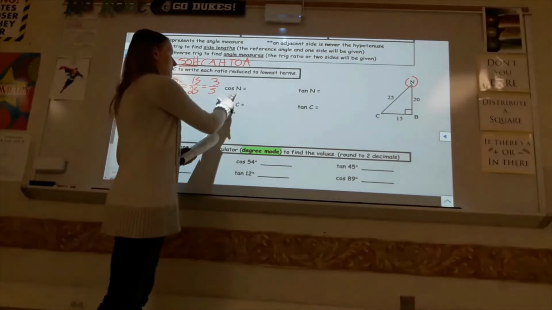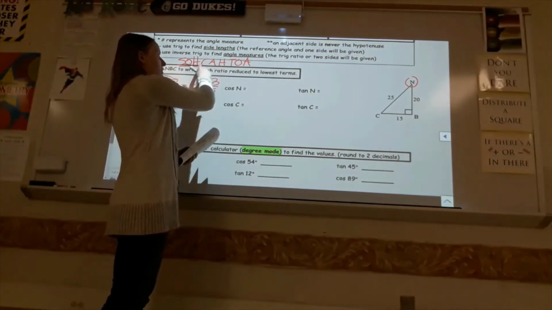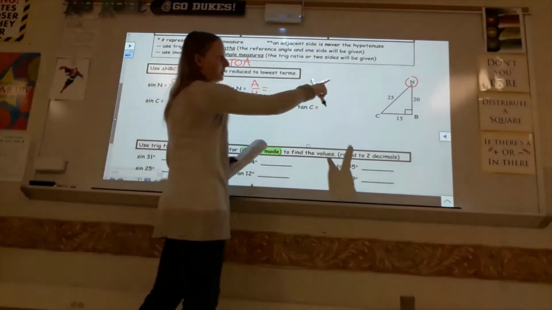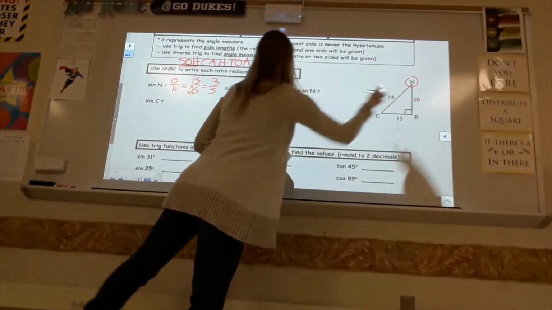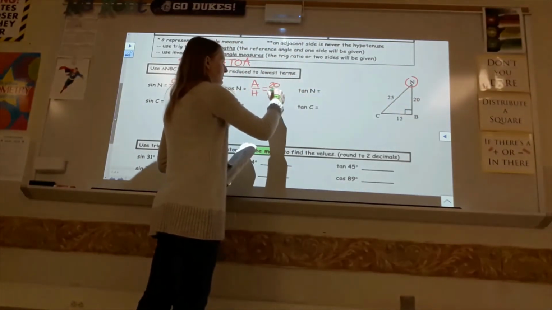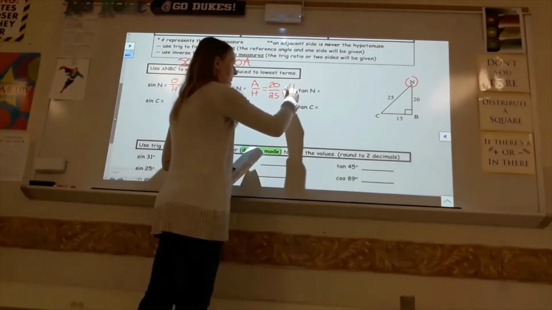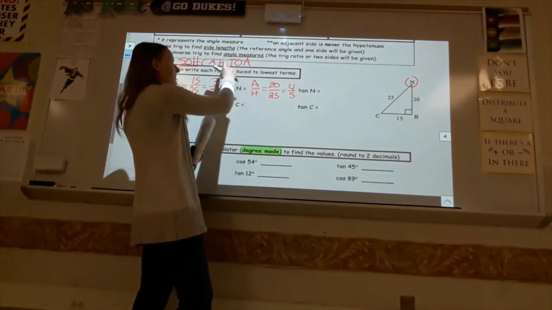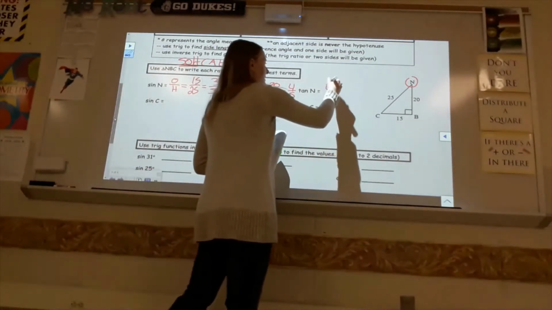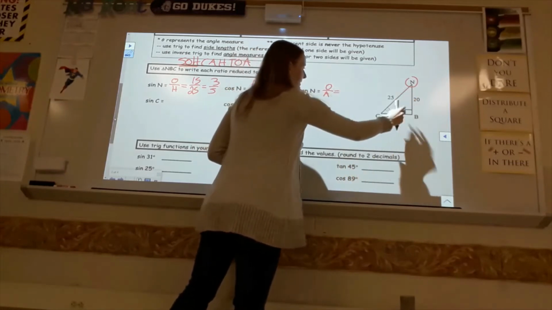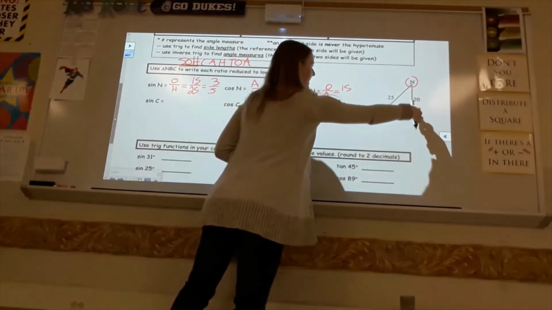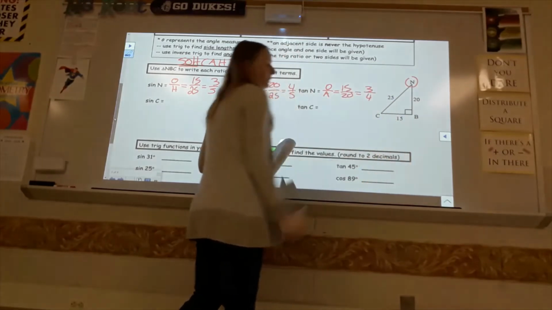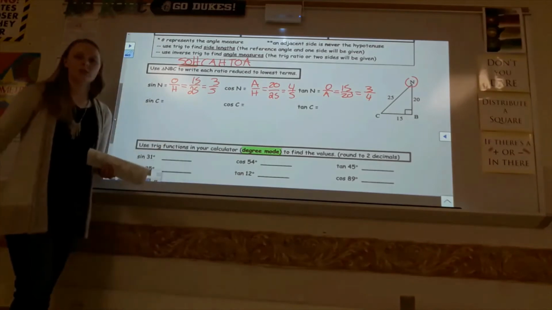Same thing for cosine. Cosine is the CAH, C-A-H. Cosine is adjacent over hypotenuse. The side adjacent to angle N is the 20. That's the leg next to it. And then the hypotenuse is 25. When you simplify that, you get 4/5. Okay? And then the tangent, again, is the TOA. Tangent is opposite over adjacent. Opposite N is 15. Adjacent to N, or next to, is 20. When you simplify that, you get 3/4. So when they ask you to write the ratios, that's what you do.